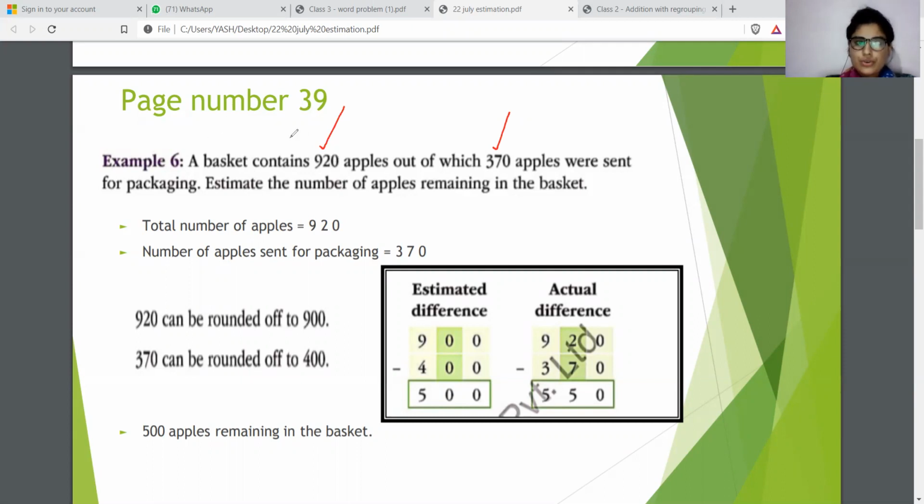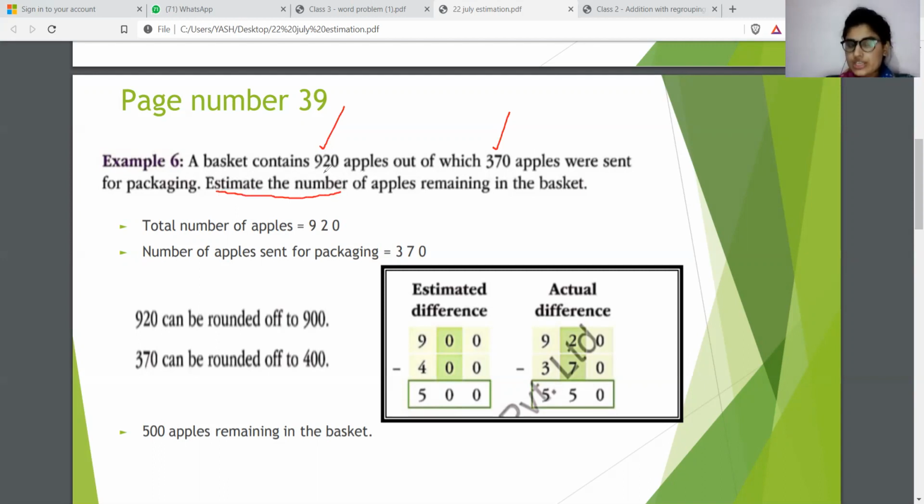So a basket contained 920 apples, out of which 370 apples were sent for packaging. If I need to find the remaining apples, how can I do this? I'll just subtract 370 from 920. This is simple subtraction, but in this question I need to estimate the number. Can you see it is written, estimate the number.